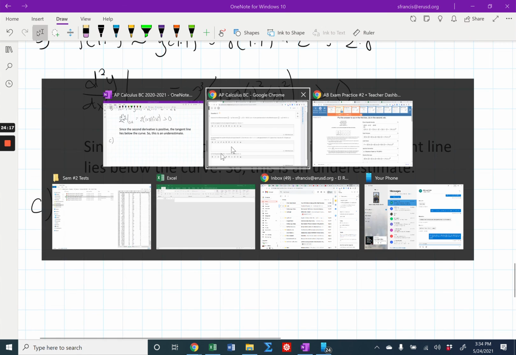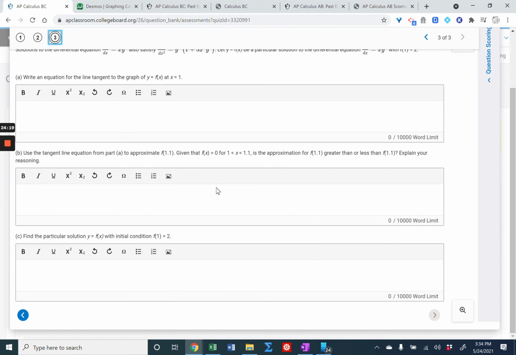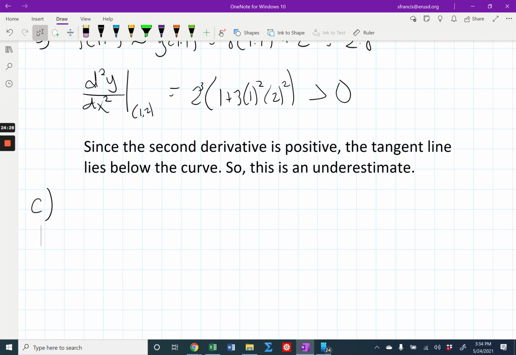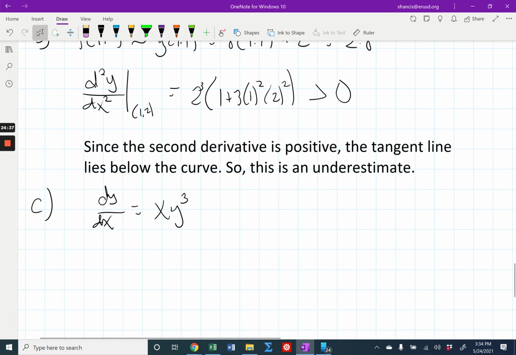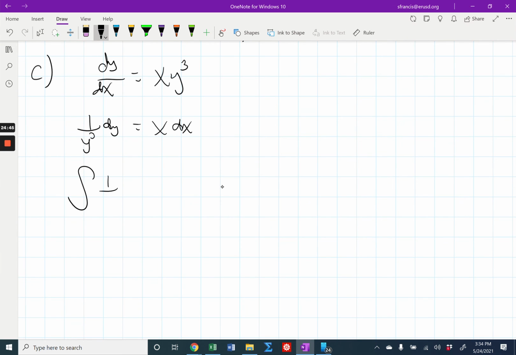Lastly, part C, find the particular solution. I think, yeah, it's 2, 2, and 5, I think. I think C is 5 for this one. And so we're solving the diffie-q. So we know dy over dx is equal to whatever it said it was, xy cubed. So we have to separate the variables. That's a point, just separating the variables. And you get nothing if you don't use separable diffie-q's.